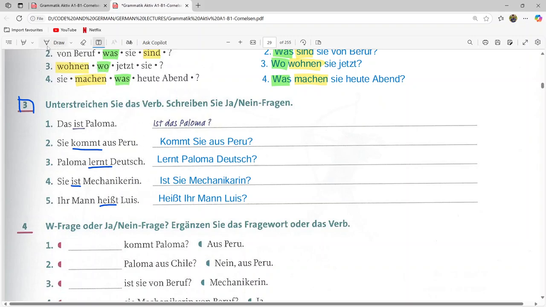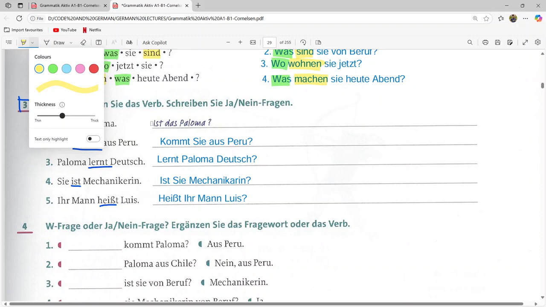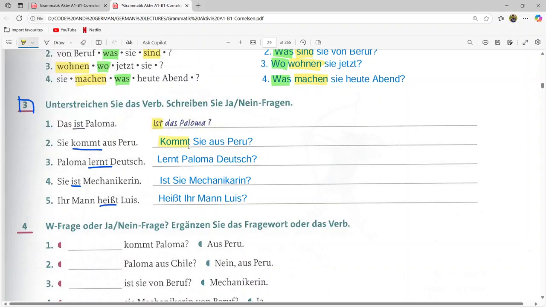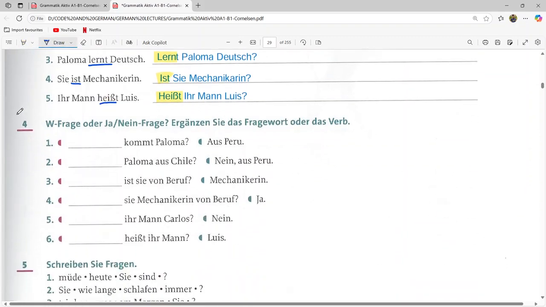So what is the rule? The rule is that the verb should be at the beginning of the sentence. So all of these are now ja, nein, Fragen. Done. Next one.